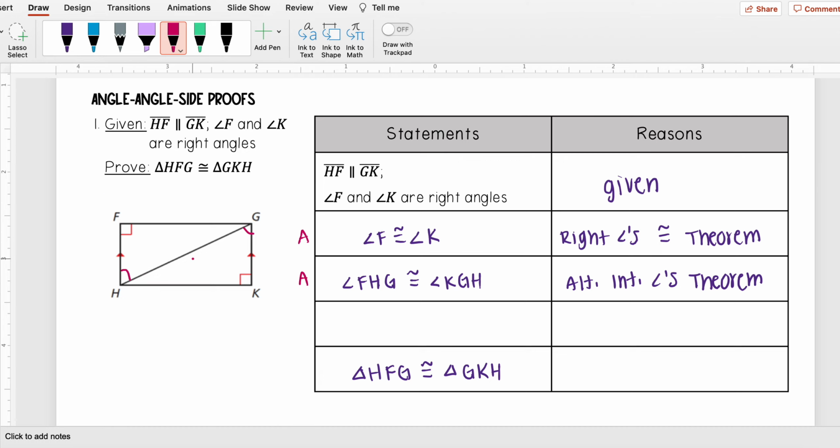Well, I noticed that these two triangles both share a side. They both share the side HG. And I know by the reflexive theorem that HG is congruent to HG. It's congruent to itself. So I have an angle, I have a side, and I see that this side is the non-included side, because my angle right here is my right angle, and then this side is non-included. So that means that these two triangles are congruent by angle-angle-side.